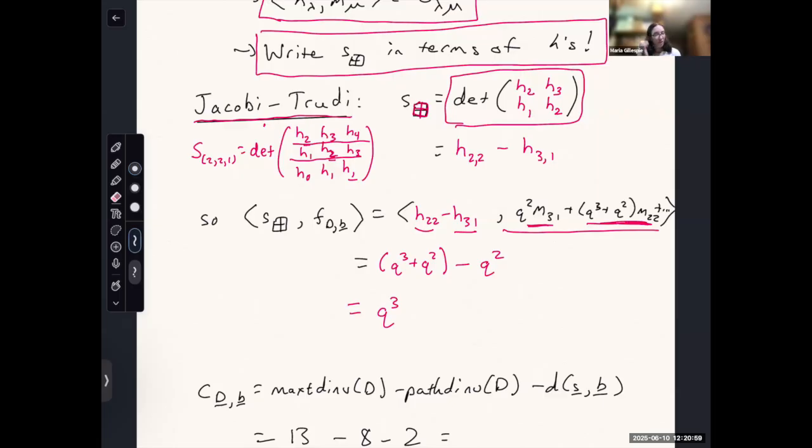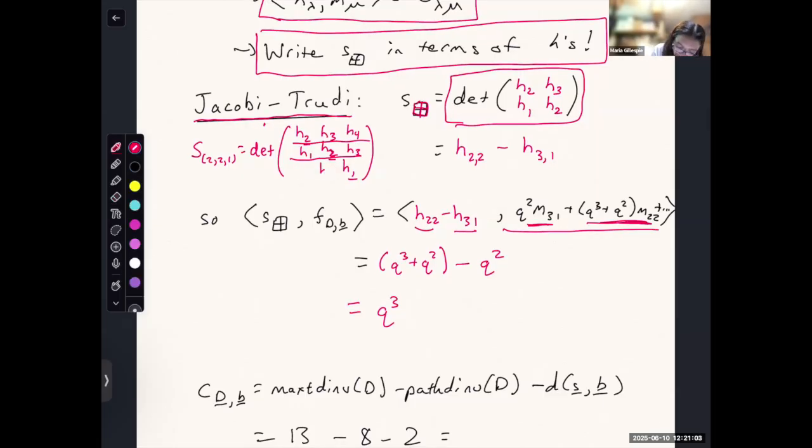And so that's how you do. Oh, sorry, wait, I screwed this up. Oh, they are 0 because I did this wrong. See, okay, this one's H0 because I'm going to the left, and this is 0. There we go. Okay, so that's how Jacobi-Trudi works.